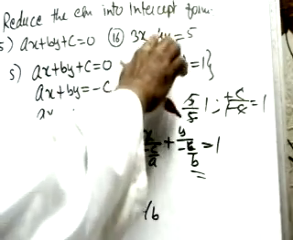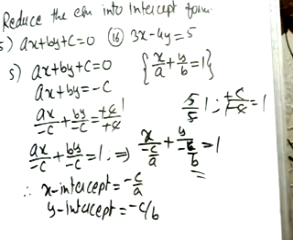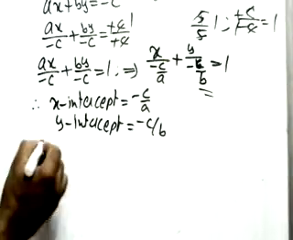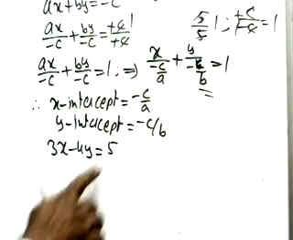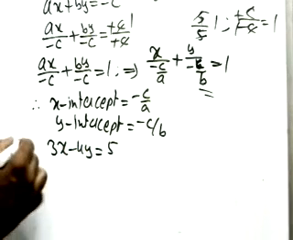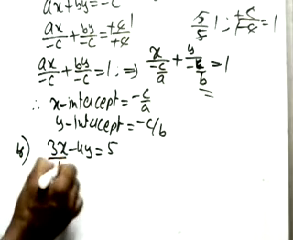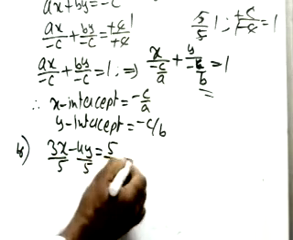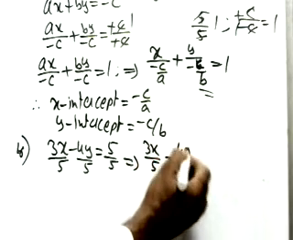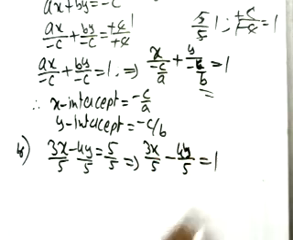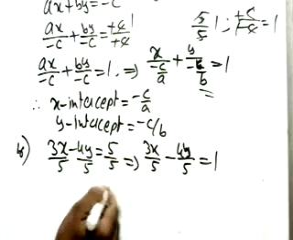Let me do one more question. I will change it a little here to explain. Okay, so let me take it like this, with a minus. So let me start now. The next question is 3x minus 4y equals 5. Now we must get 1 here. So how do we do it? We have to divide each term by 5. So this will give 3x by 5 minus 4y by 5 equals 1.